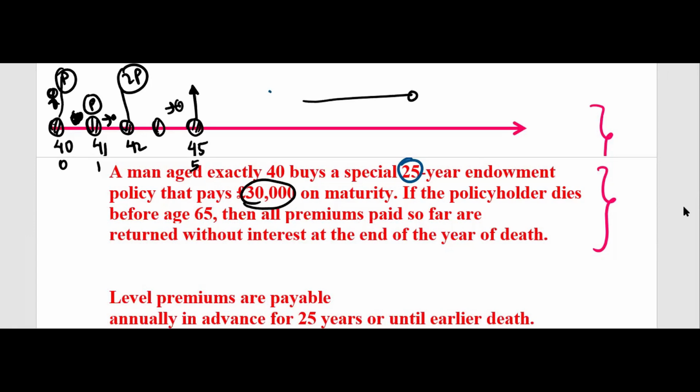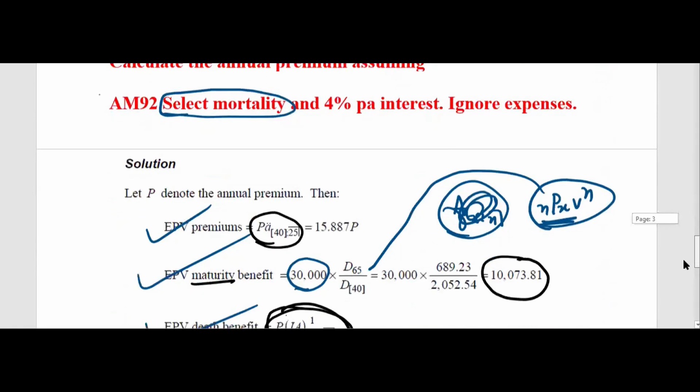Suppose someone dies after 10 years here, and he must have paid some premiums. What will be the sum assured? 11P. Because 0 to 10, they are 11P. P, he must have paid yearly once. The whole amount will be returned here. That is the sum assured. All premiums paid so far are returned without interest at the end of the year of death. So now if you consider this one, this is a new type of problem.